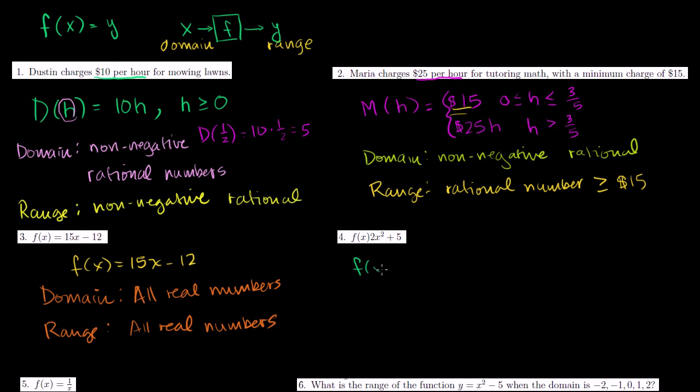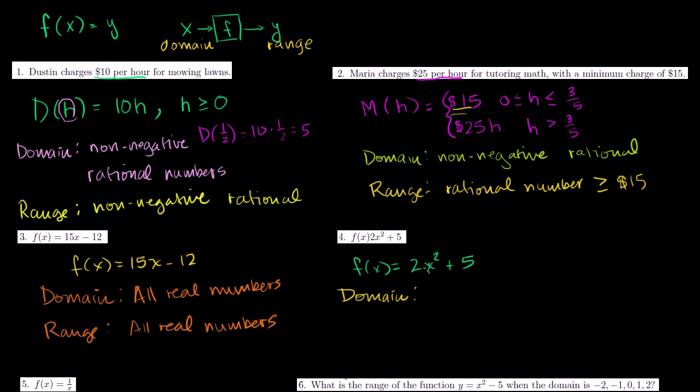All right. Now we have this function. It says f of x is equal to, they forgot the equal sign, 2x squared plus 5. So what is the domain? What are all of the valid values for x that I could stick here? Well, I could stick anything here.